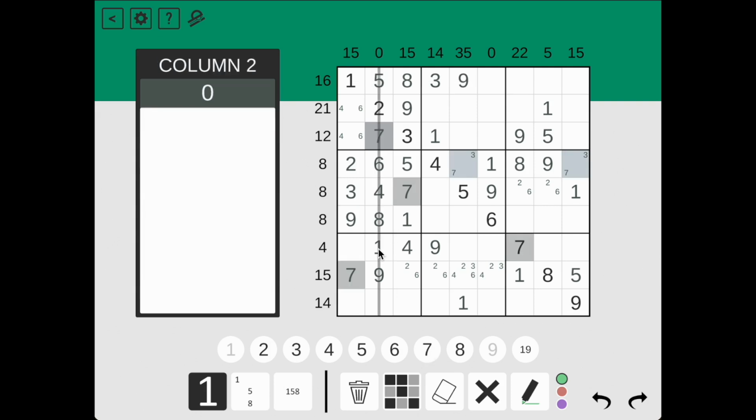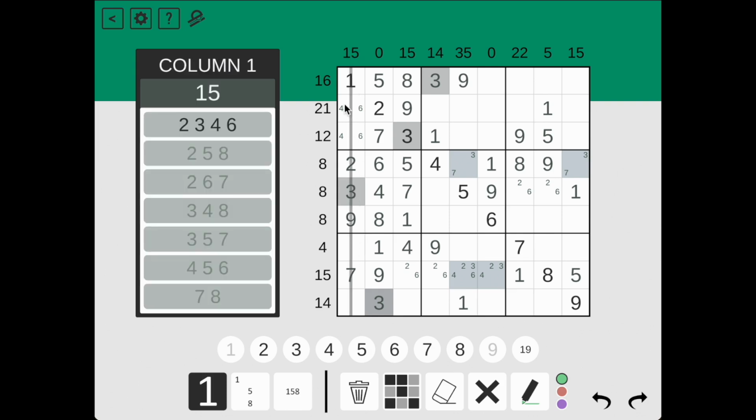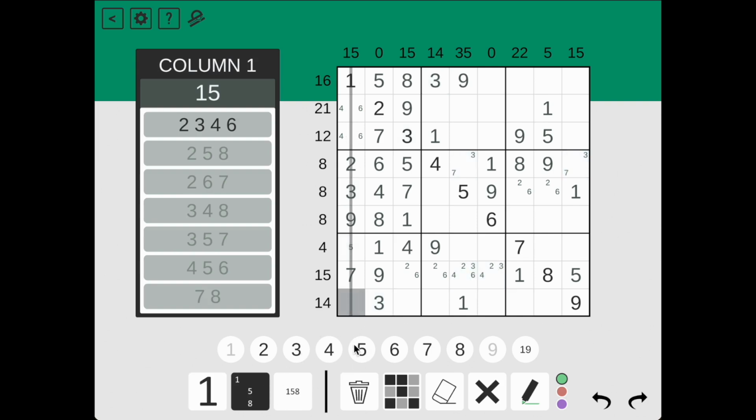And in this column I have 1, 2. I don't have 3. Then I have 4, 5, 6, 7, 8, 9. Okay, in this column, 1, 2, 3, 4. I don't have 5, so this could be 5, or this could be 5. Then I have 6 up here, 7. And I don't have an 8, so this could be an 8, or this could be an 8.